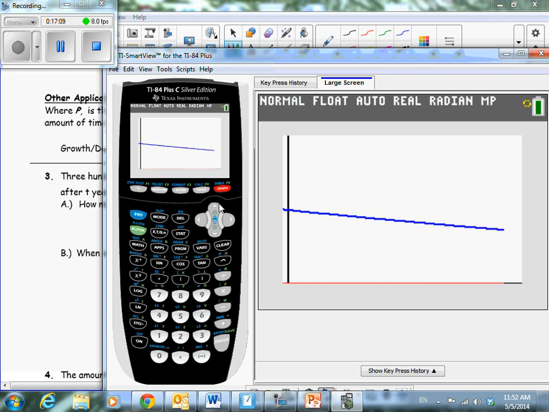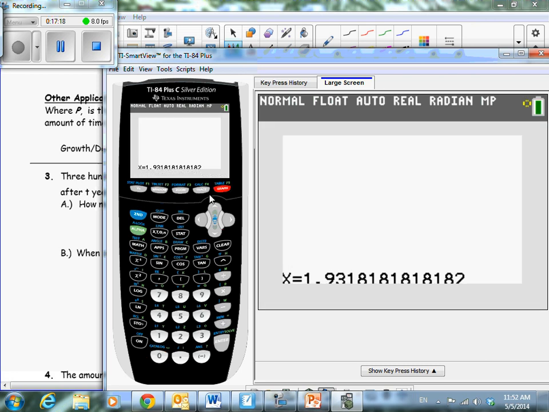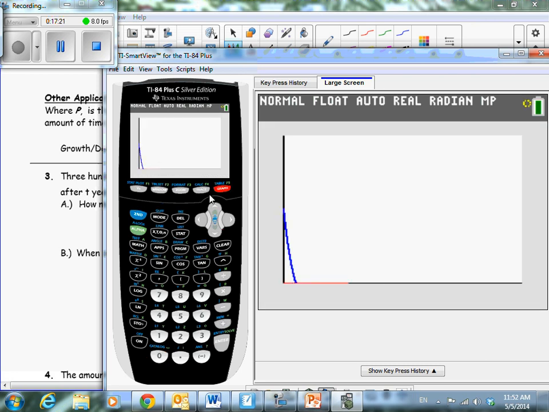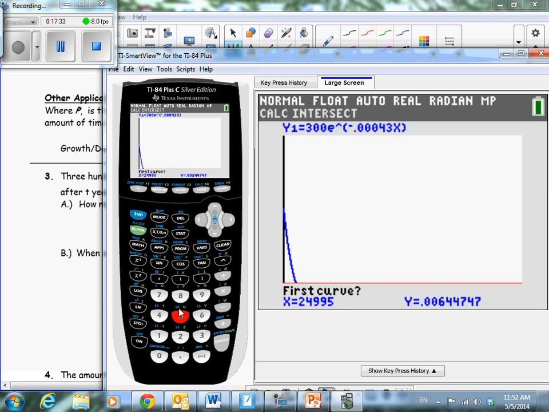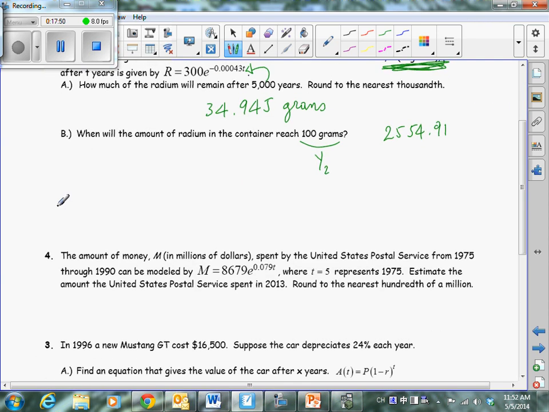So let's go super crazy on this. On the window, instead of 500, I go 50,000 and I'll graph it. That was very good, actually. So what I need to do is second trace 5. Enter. And it tells me that it's after how many years? 2554.91. Mariana is not here to request me to do it by hand, but I'll do it.